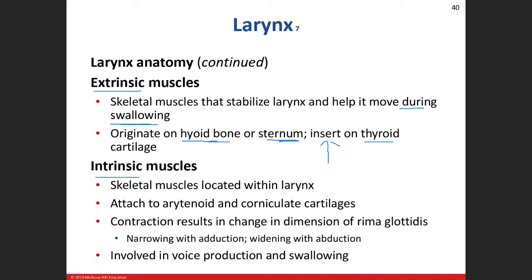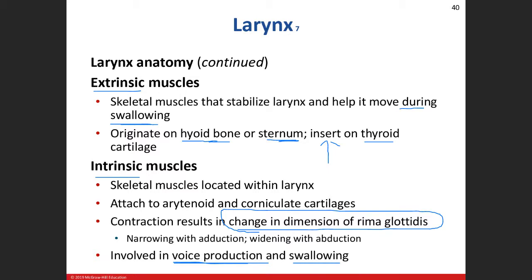All right, the intrinsic ones. These are going to play a huge role in manipulating the opening of the rima glottidis. So these muscles are the ones that I'm using to talk to you folks. And they do also play a role in swallowing. When these intrinsic muscles are being contracted and relaxed, they manipulate the change in the opening of the rima glottidis as I am exhaling too. There's a lot involved in voice phonation and how I'm producing it.